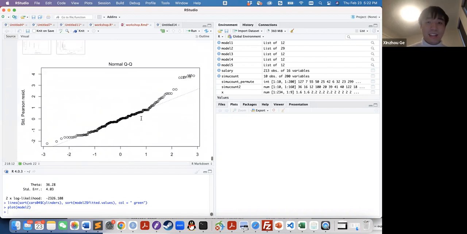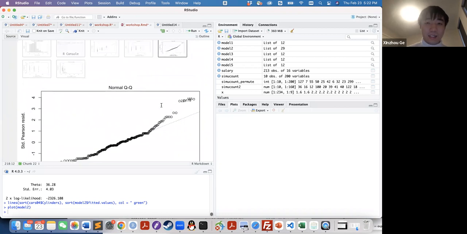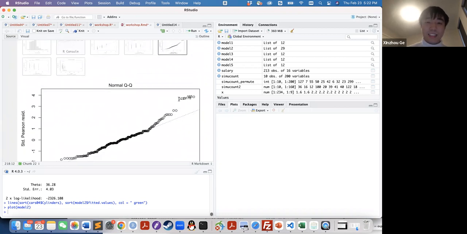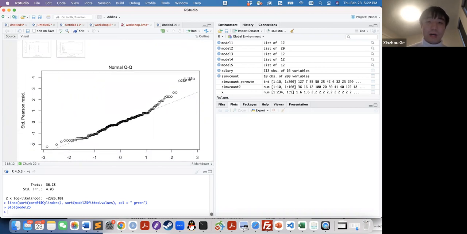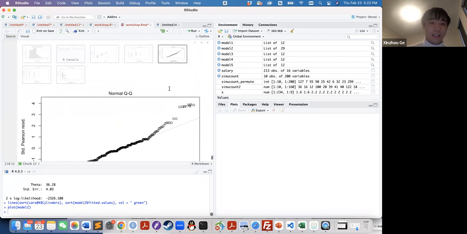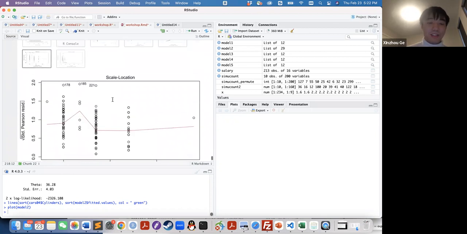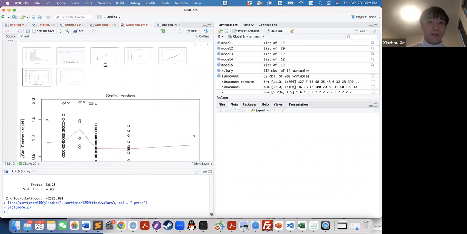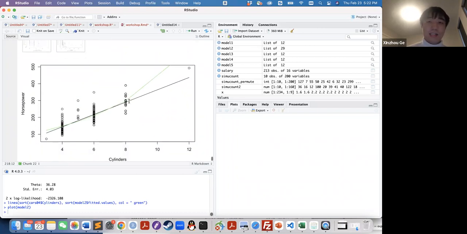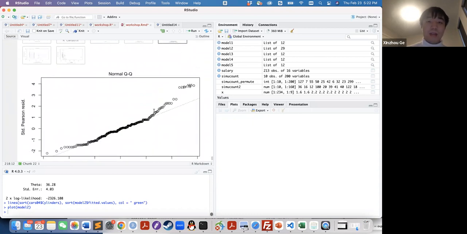Okay, so maybe the results didn't improve a lot. We can see that those dots are still above the regression line, and the normality assumption is still violated. But we may have a better scale location plot to show that the residuals are within the same scale. That's something that has been improved. And if we look at the QQ plot, we do have some improvement. It's better than the linear model, but still not so good.